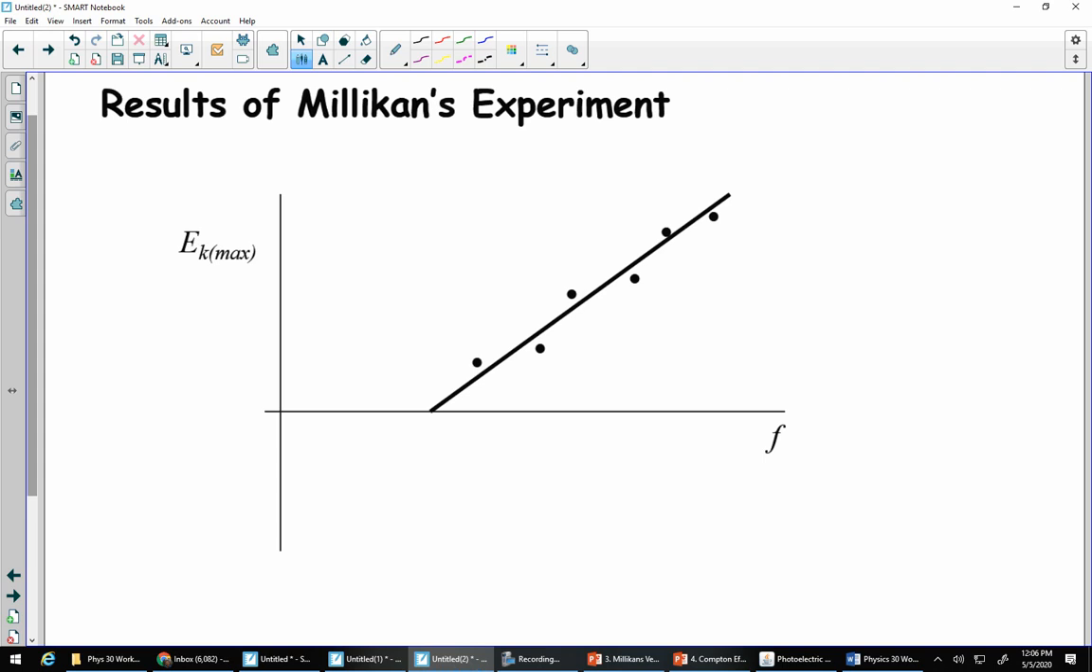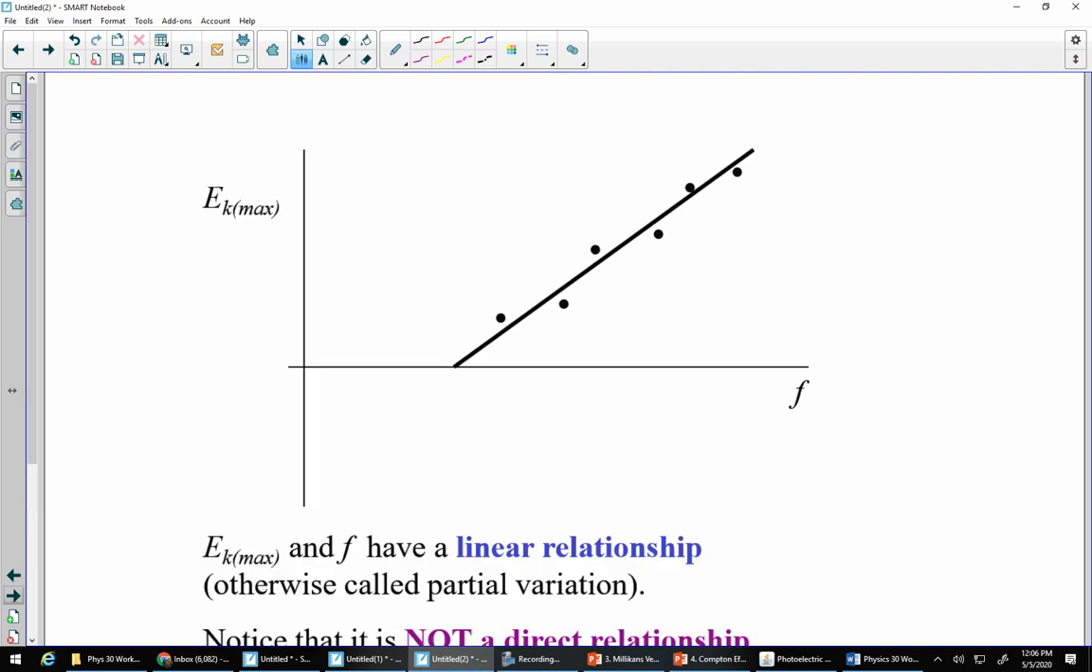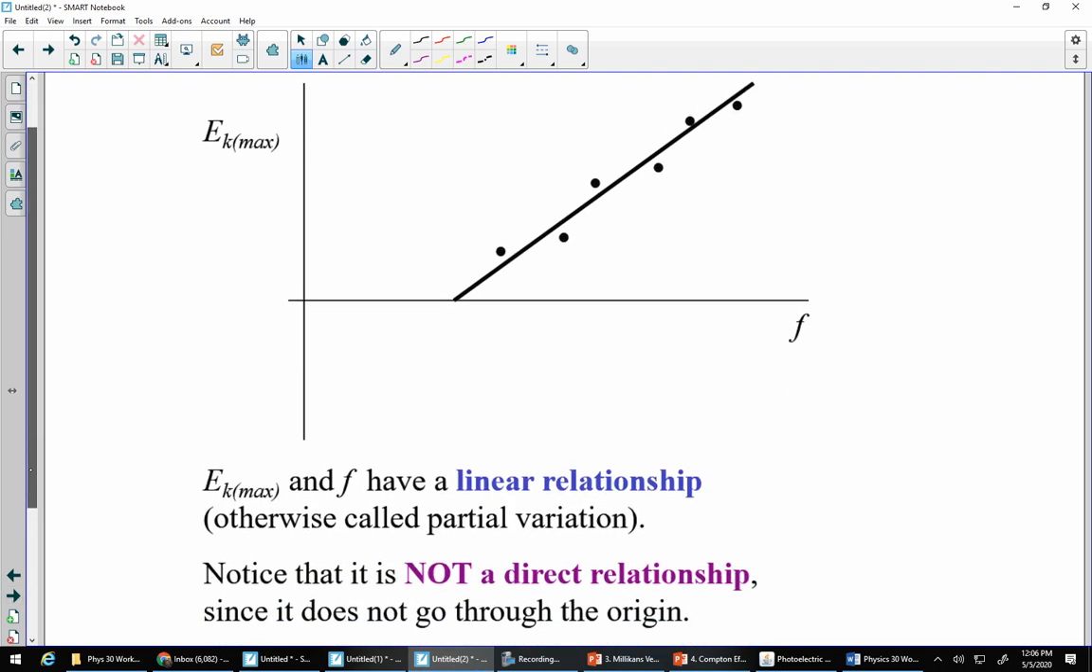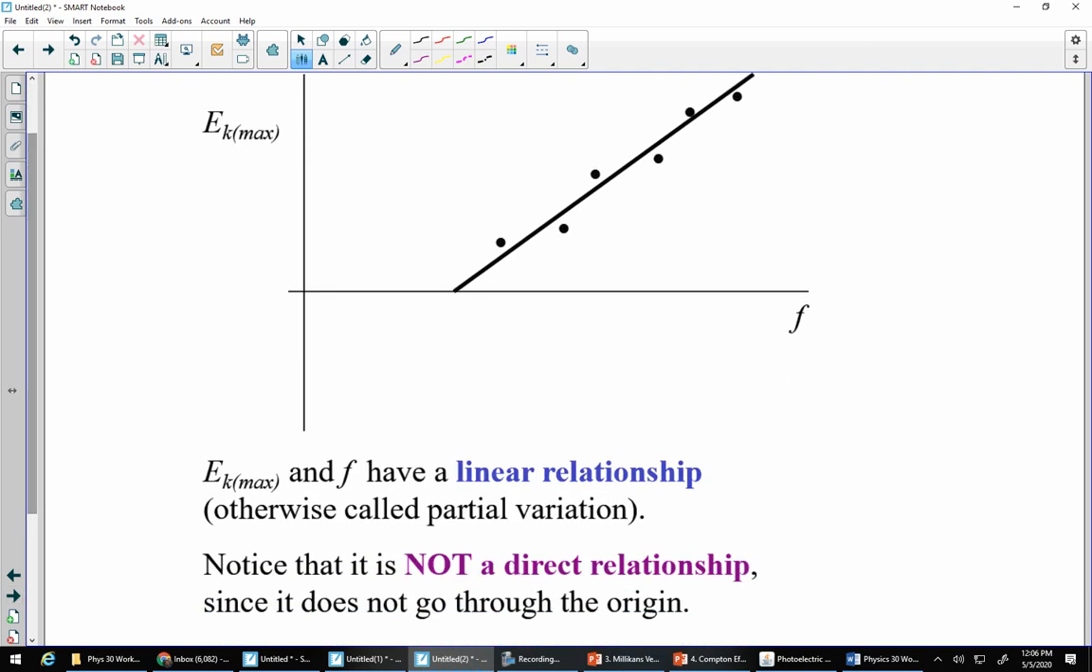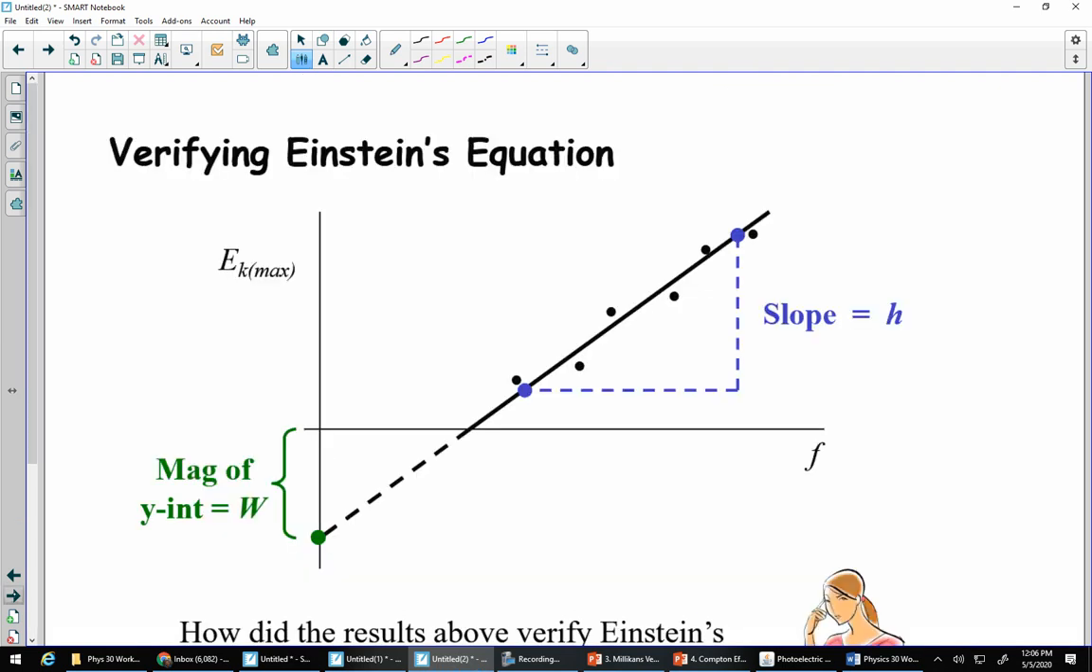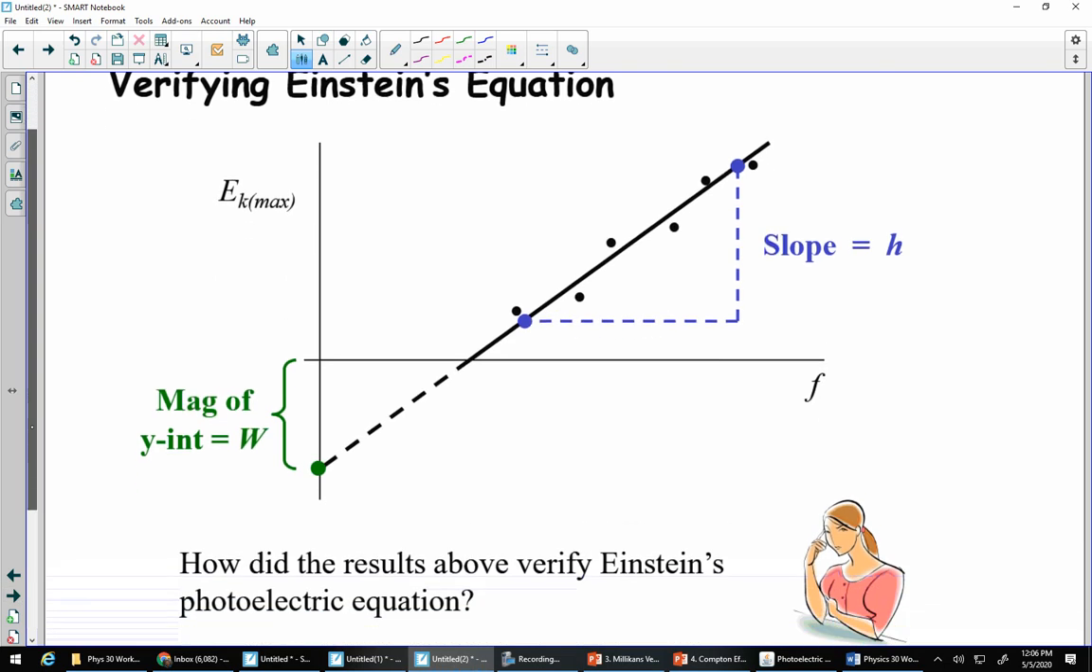So we got frequency versus EK max. Now this might not look like much, but this is a very impressive graph. Very impressive graph, especially when we start to extrapolate. So one note with this is a linear relationship, not a direct relationship, it doesn't just go through 0, 0, but a linear relationship. And we know how to deal with linear relationships.